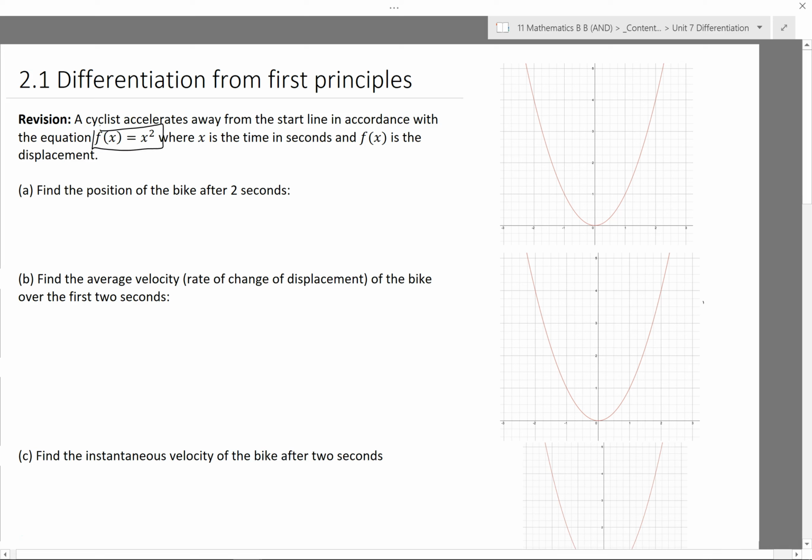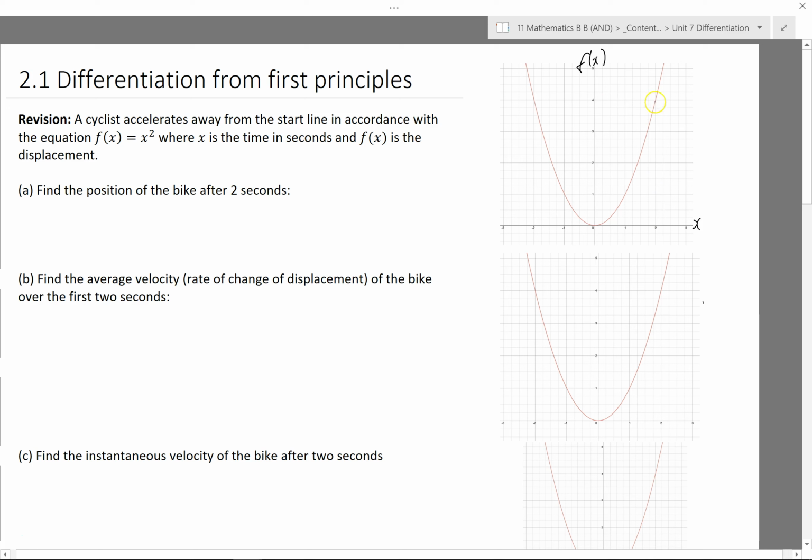f of x equals x squared, and this is a graph of what it looks like. This is f of x, this is x, where x is in seconds and f of x is the displacement. So just reviewing function notation, find the position of the bike after 2 seconds. I could just read it off the graph and see that it's 4.